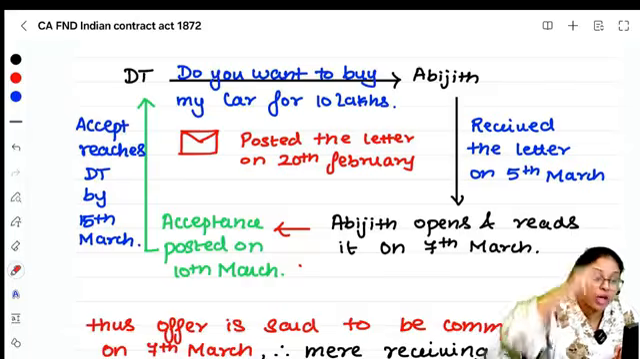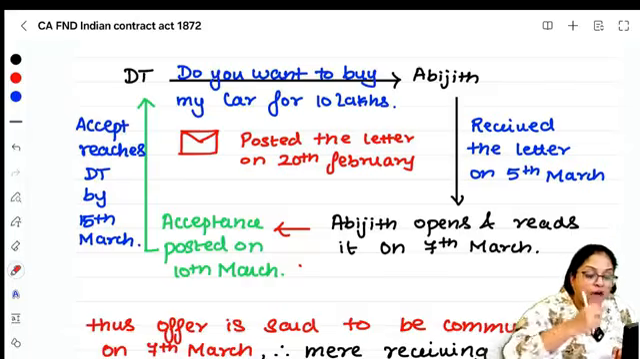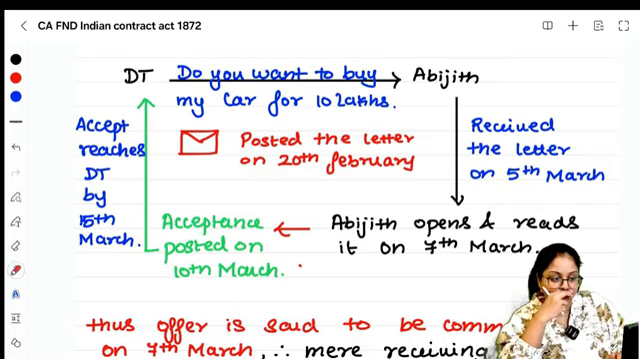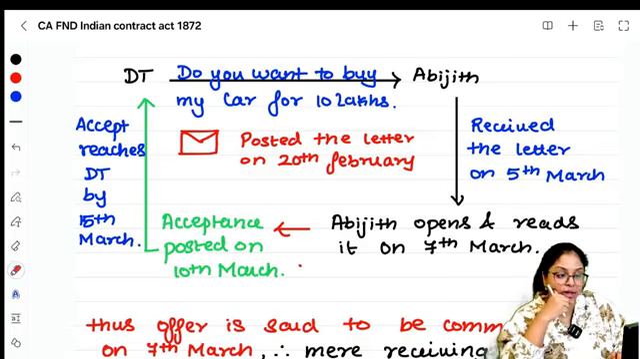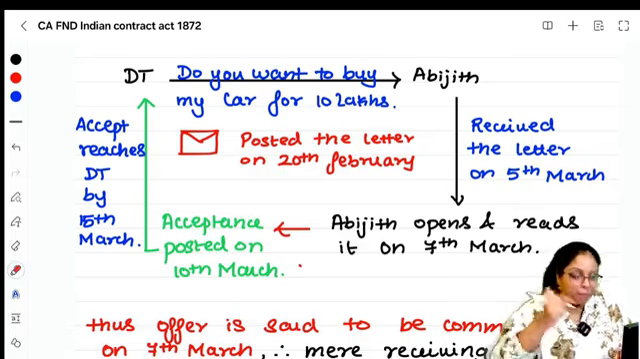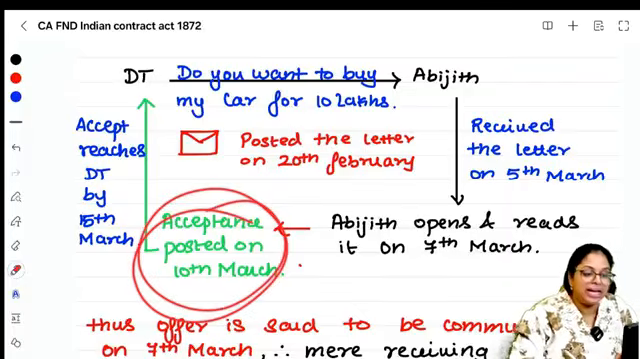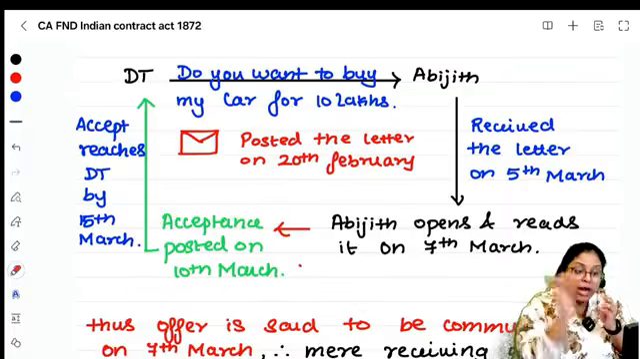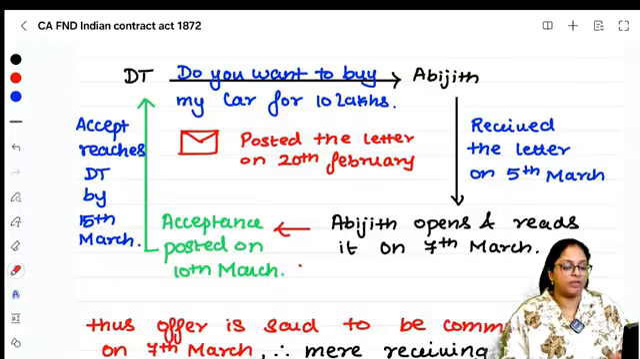DT wants to revoke her offer. By when should DT revoke it? Think and tell. Before the 10th. Very good. Before Abhijit gives the acceptance, I should revoke my offer.